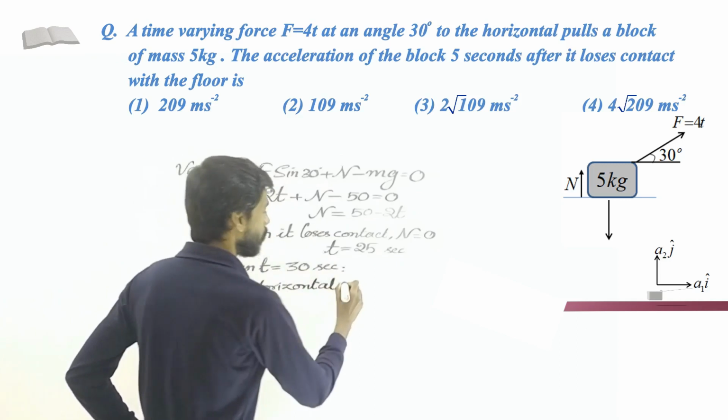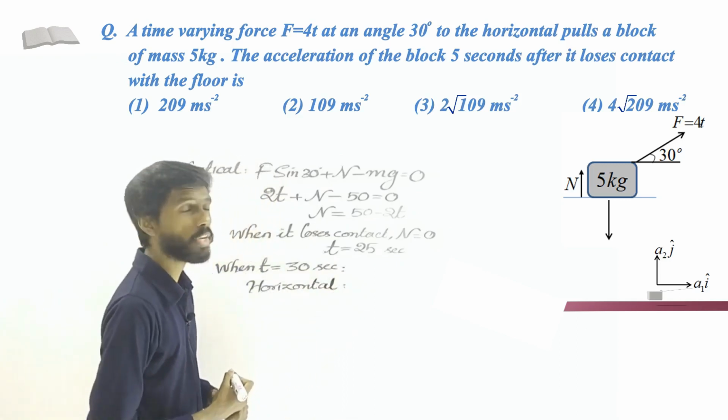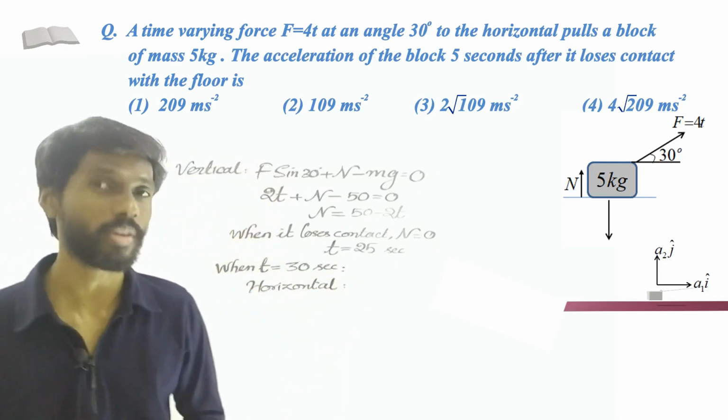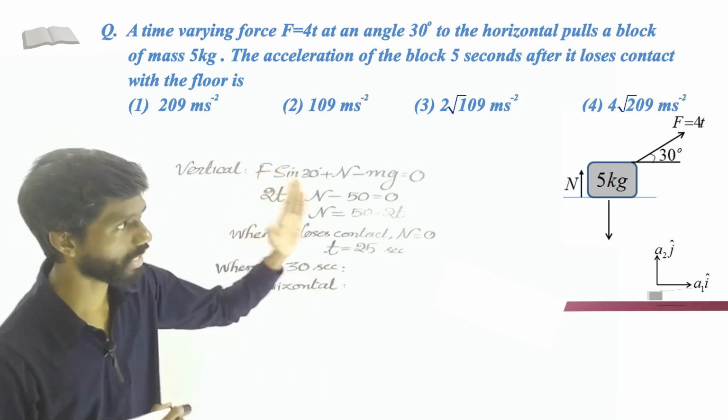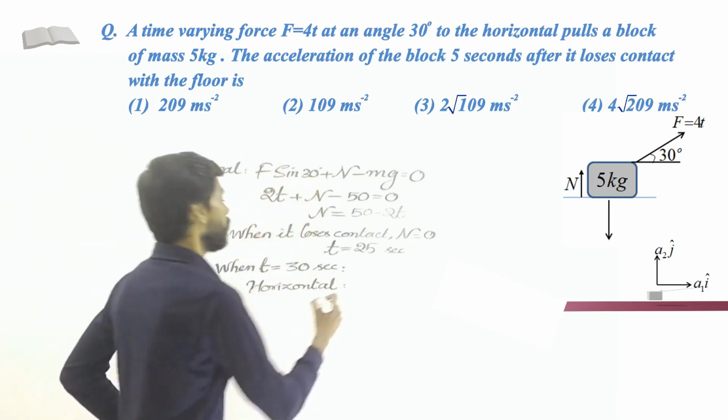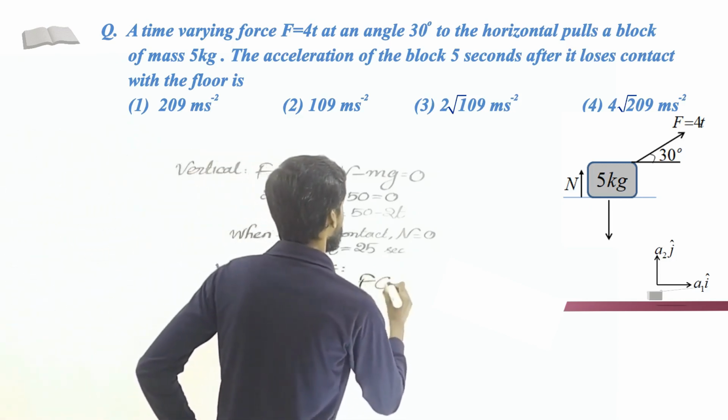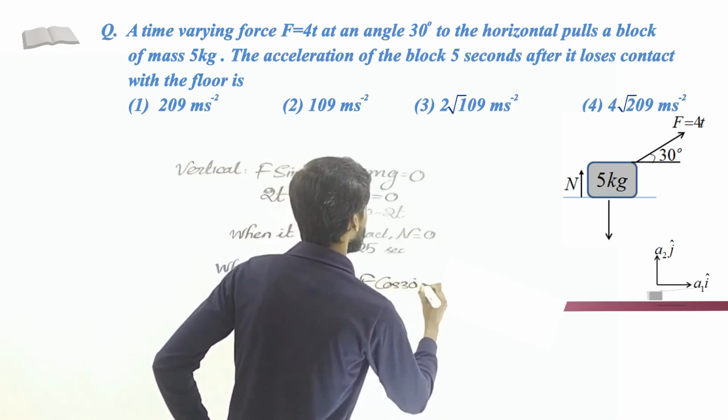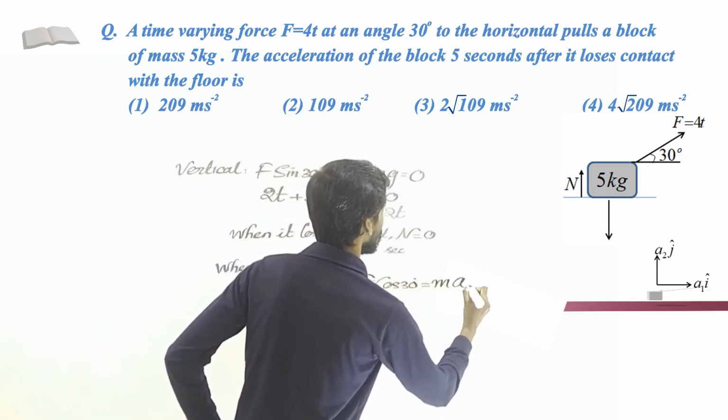So what is the force acting in the horizontal direction? That is the component of the force in the horizontal direction. That is the only force, right? Component of the given force. So for F, F cos 30 is the only force. So that must be equal to mass times acceleration.